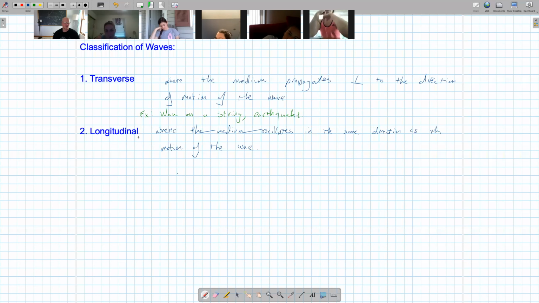So we have a transverse wave. We also have a longitudinal wave. An example of a longitudinal wave is actually a sound wave. So an example would be sound waves. We'll talk more about this in the next chapter.